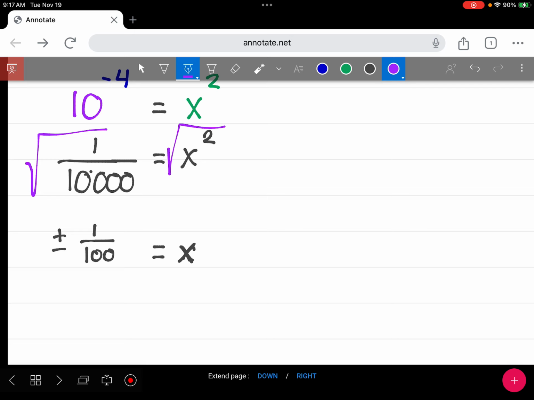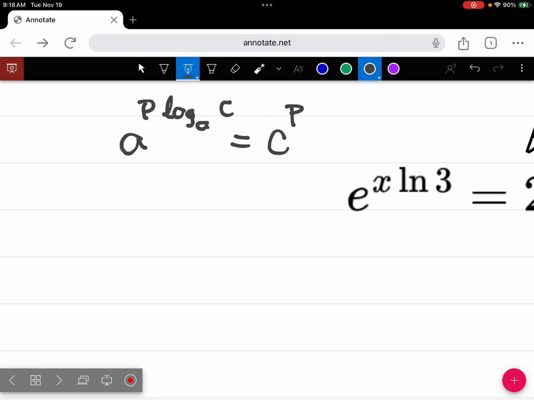So I'm going to put one of the properties we had up on the list yesterday up here, where we had a to the p log base a of c. I'm just going to give it a letter. C to the p. So this is a property that we had yesterday. I think it used different letters, but honestly, I didn't write it down with the exact letters you had.